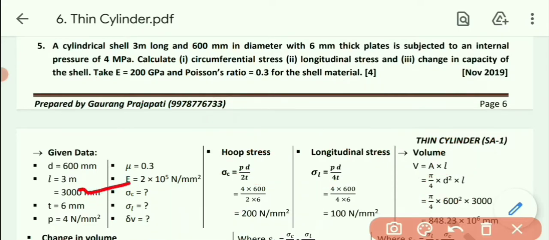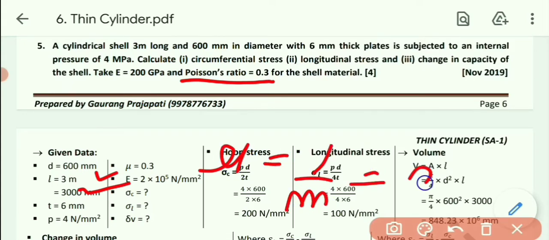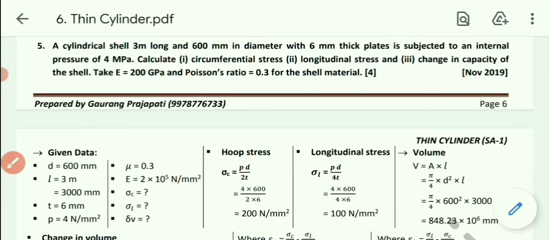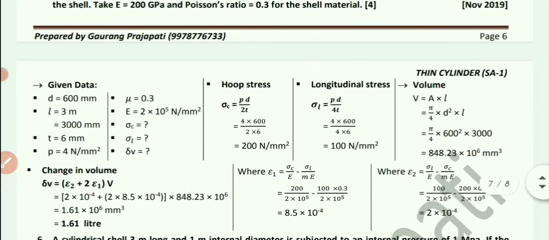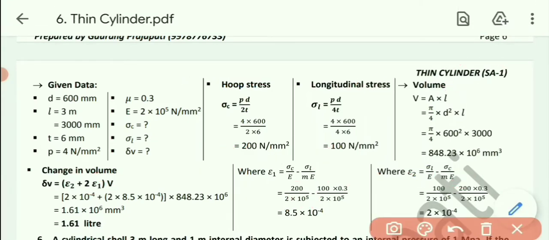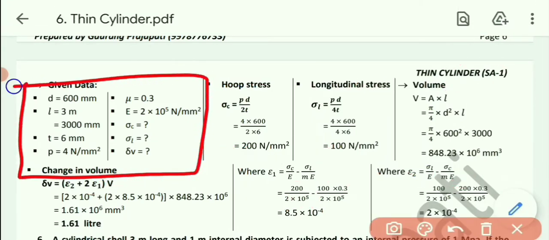Okay, you can see over here. And Poisson's ratio is 0.3, that is the value of mu, or we can say 1 upon m, equals 0.3 for the material. It has been asked for 4 marks in the November 2019 exam. So, as I told you, these are the examples which are usually asked in the exam. These are the data which is given to us, and we need to calculate these 3 terms.